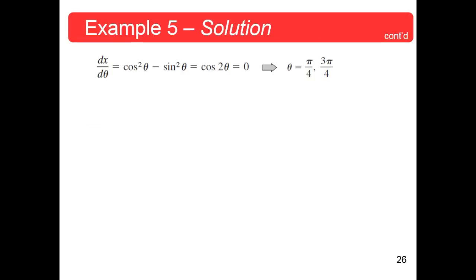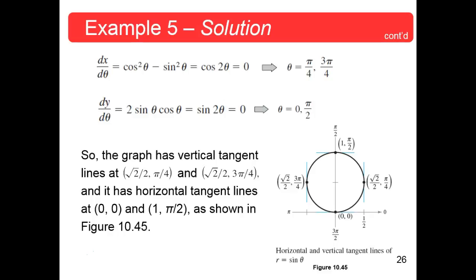dx/d theta is cosine squared minus sine squared, which is cosine 2 theta, that's 0 at pi/4 and 3/4 pi. And dy/d theta is 2 sine theta cosine theta, which happens to be sine of 2 theta, which we didn't do because we could set each of those equal to 0 individually, and that's true where theta is equal to 0 or pi/2. It would have been at pi, but that's not in your domain, just outside.